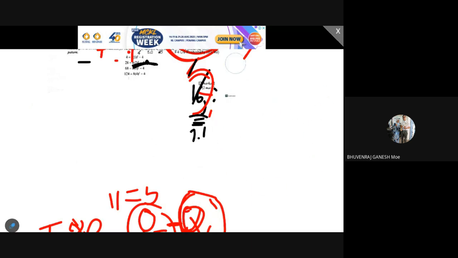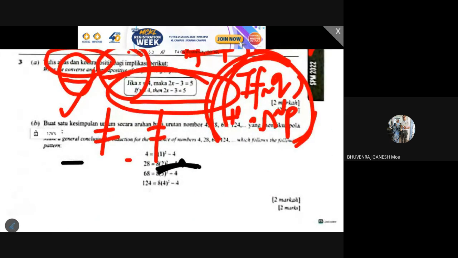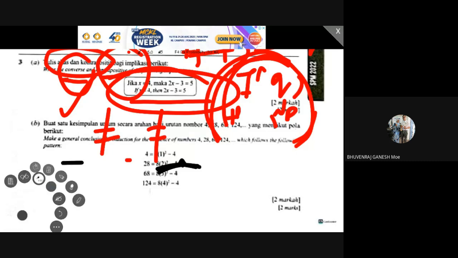Okay. Pernah nampak soalan macam ni tak guys? Have you seen this kind of questions dalam bab penakulan logik, in logical reasoning chapter? Have you seen this kind of question? Yes, very common, right? Okay, good. And the pen is not responding. I might use my hand.